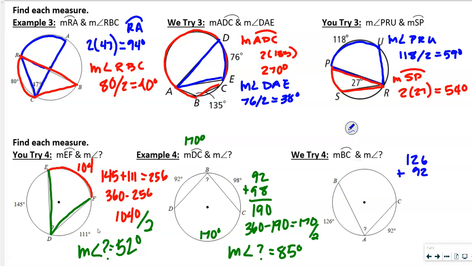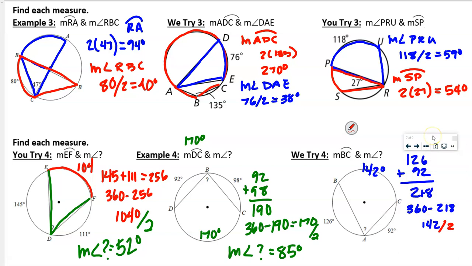126 plus 92 is 218. Going to subtract that from 360, right? 360 minus 218 gives me 142. So that means that angle right there, or that arc right there, is 142 degrees, right? So what do we do to it to get the angle again? We divide it by 2, right? So that's going to be 71 degrees. That's going to be equal to the measure of angle question mark. Okay?